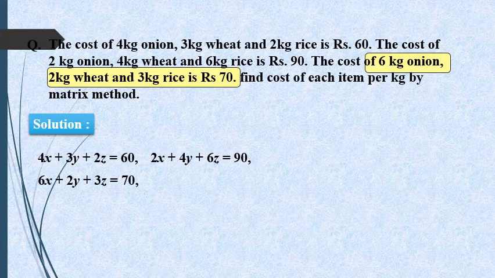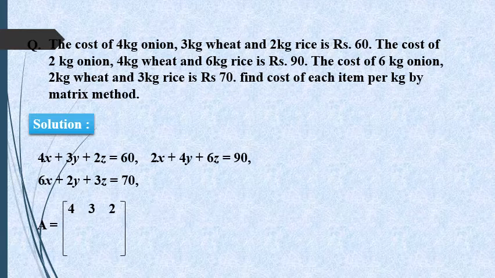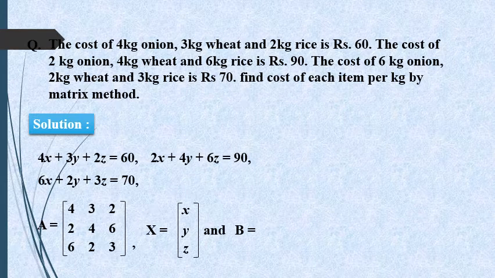We need to convert the system of equations into three matrices. So matrix A will be equal to 4 3 2, 2 4 6, 6 2 3. Matrix X will be equal to x y z and matrix B will be equal to 60 90 and 70. So first we need to calculate the determinant of A.